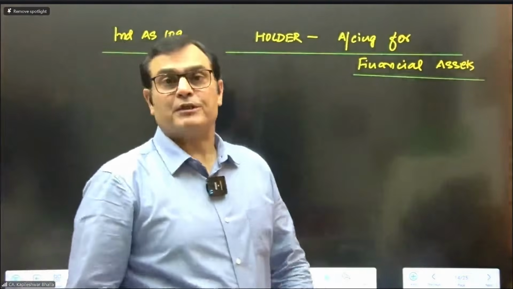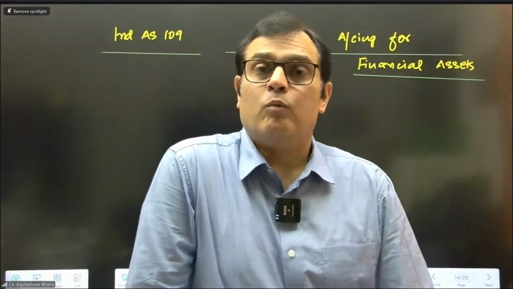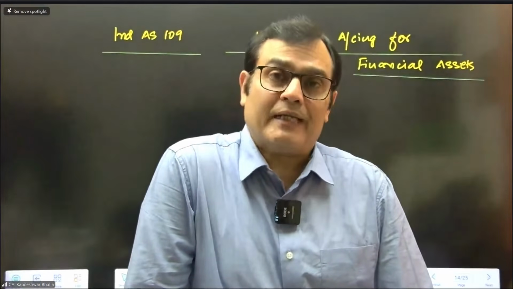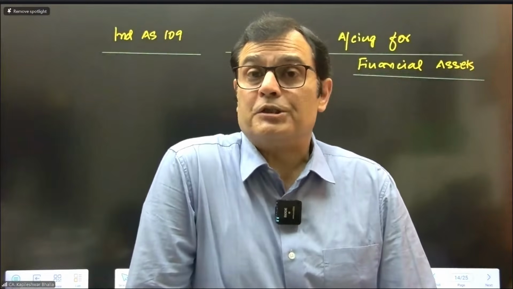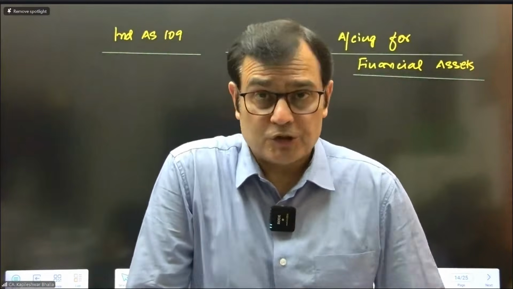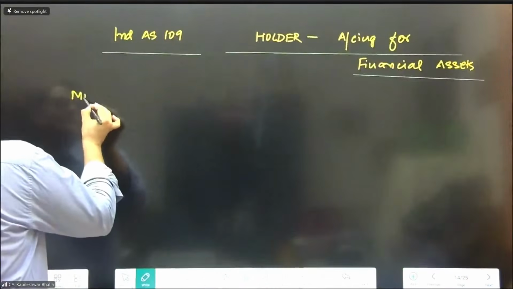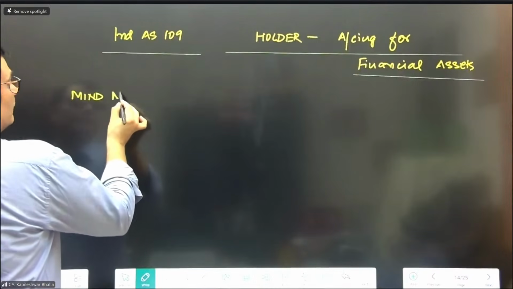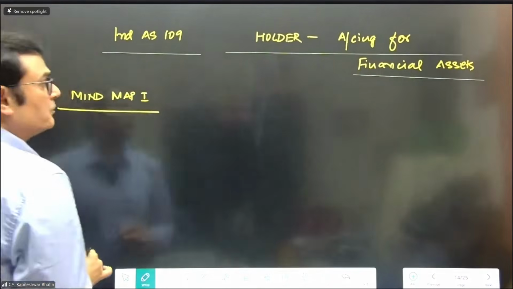When it comes to the financial assets, the first thing that comes on the measurement aspect is what is the value at which a financial asset is initially measured and what is the value at which it is subsequently measured. So let's first make a mind map number one. We're focusing on the financial assets measurement part.